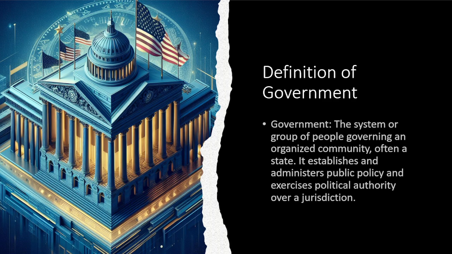Now let's look at what government is. Government, according to our lecture slide here, is the system or a group of people governing an organized community, often a state. It establishes and administers public policy and exercises political control, political authority over a jurisdiction. So what you're seeing here is that government is an institution. You can say government is the formal framework for politics.